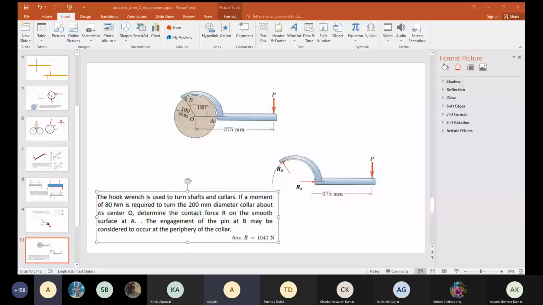Are you getting M0 equal to P into 375 divided by 1000? Yes, sir. So what is the value of P that you are getting? 213.33 Newton. That is right. Now let us take moment about point B. We need the value of RA.